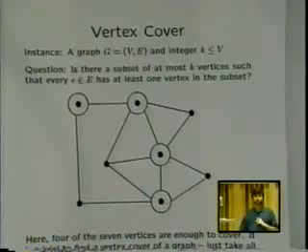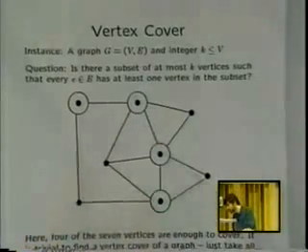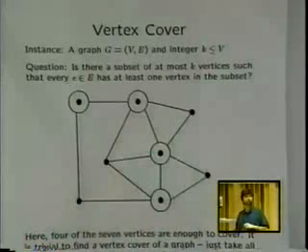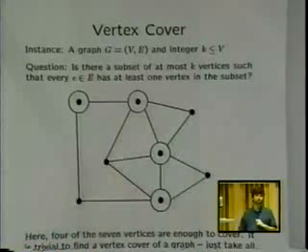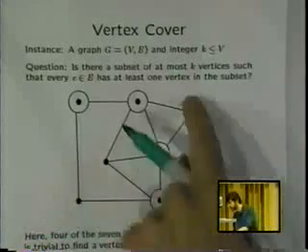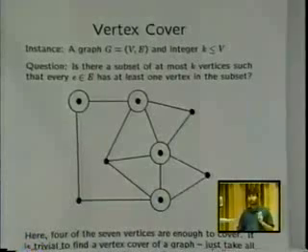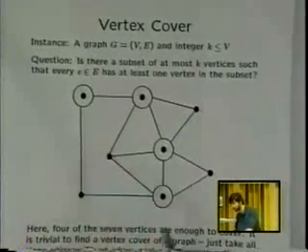Okay, so let's think about it, first of all. Do the black vertices, these vertices here, form a vertex cover? How many people think these black vertices form a vertex cover? How many people think they don't form a vertex cover? Good. Why not? What edge is not being touched by one of these little black vertices?